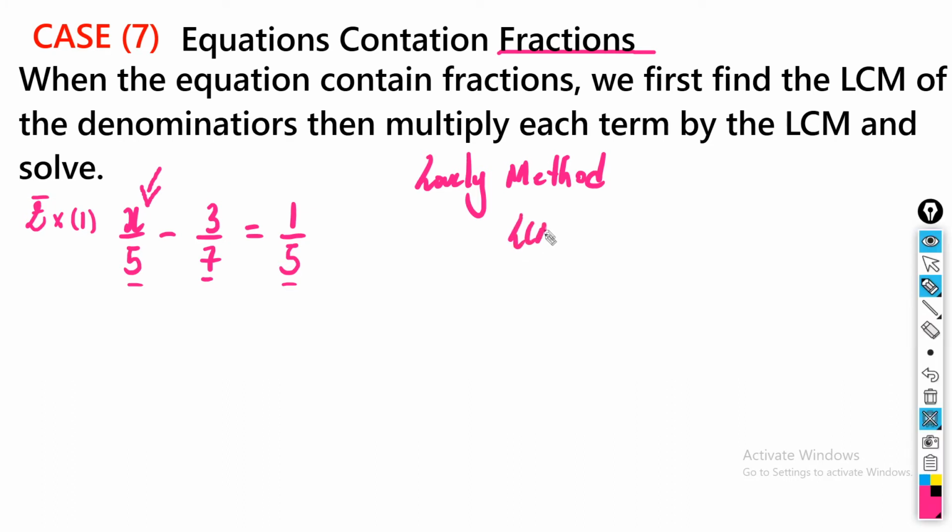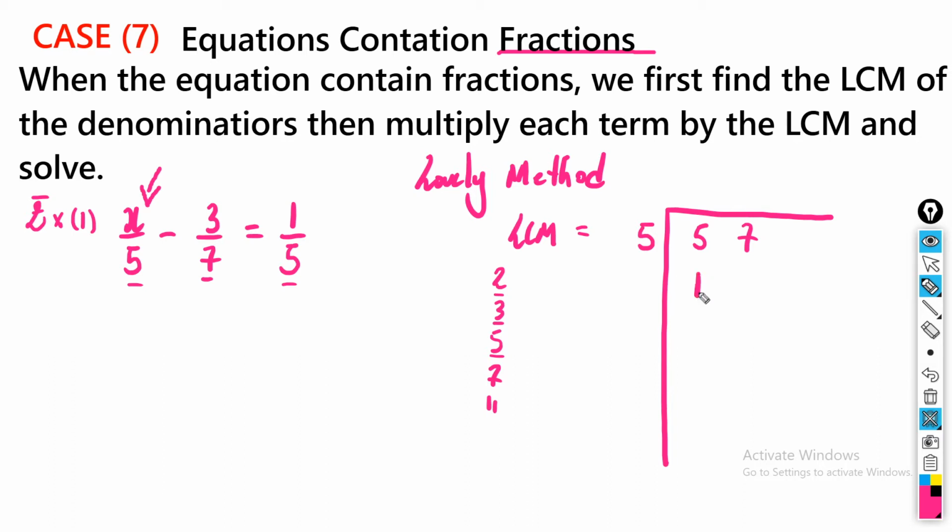And the LCM would be equal to, we're going to draw a little square table here. And we're going to have simply 5 and 7. Cool. And we always start off with 2. We're using the prime factors, 2, 3, 5, 7, 11, right? And we say, can 2 go into these two numbers? No, 2 can't go into them. Can 3 go into these numbers? No, 3 can't go into them. Can 5 go into these two numbers? Yes, 5 can go into 5, leaving 1 here. And 5 can't go into 7, so we just leave a 7 here.